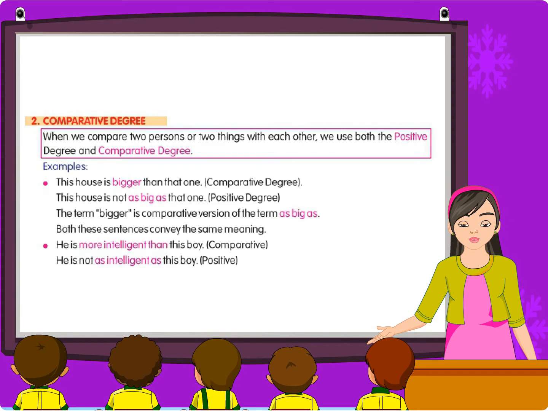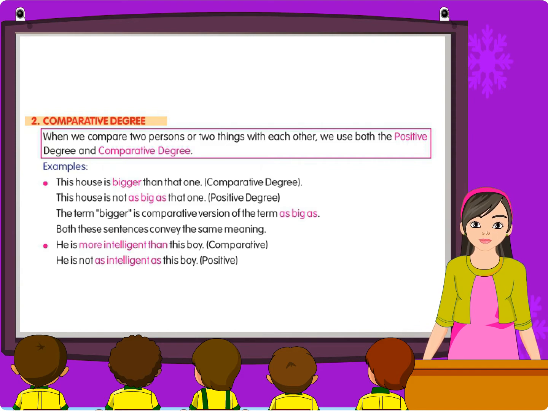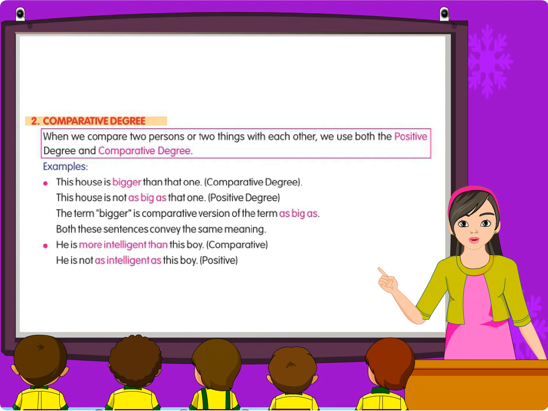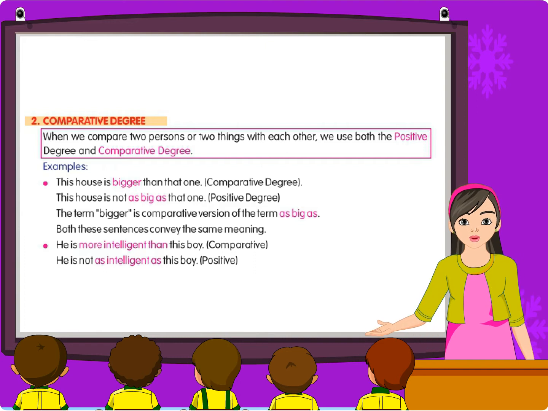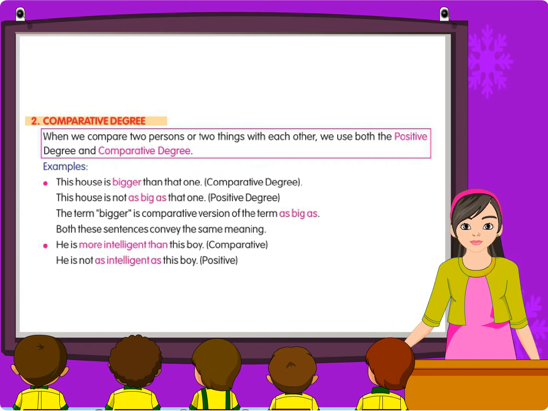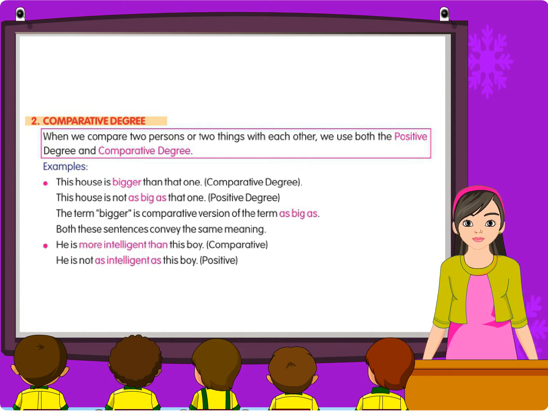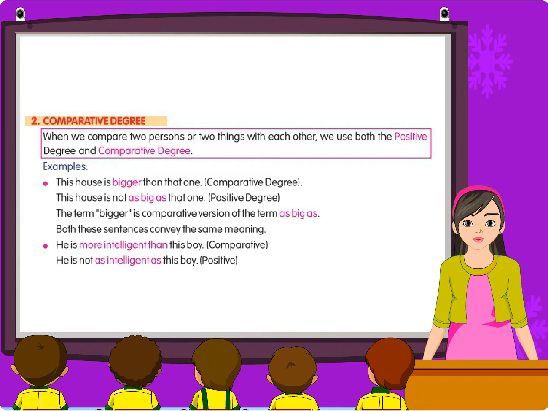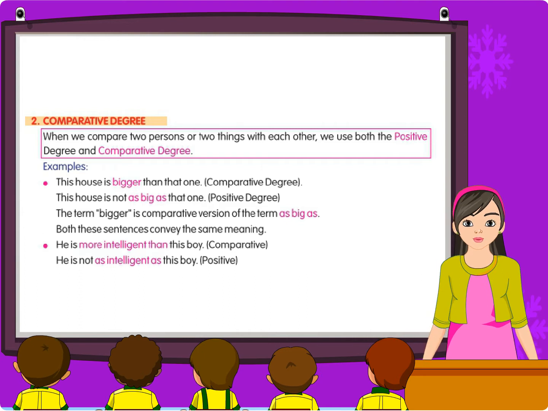Comparative degree. When we compare two persons or two things with each other, we use both the positive degree and comparative degree. Examples: This house is bigger than that one. Comparative degree. This house is not as big as that one. Positive degree. The term bigger is the comparative version of the term as big as. Both these sentences convey the same meaning. He is more intelligent than this boy. Comparative. He is not as intelligent as this boy. Positive.